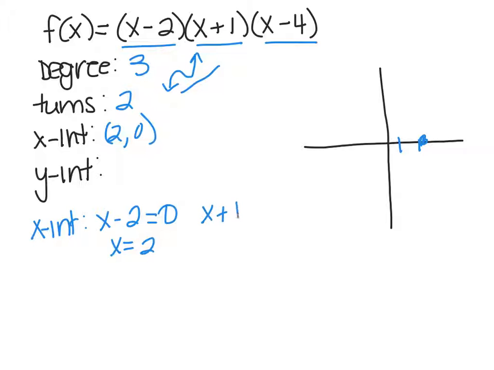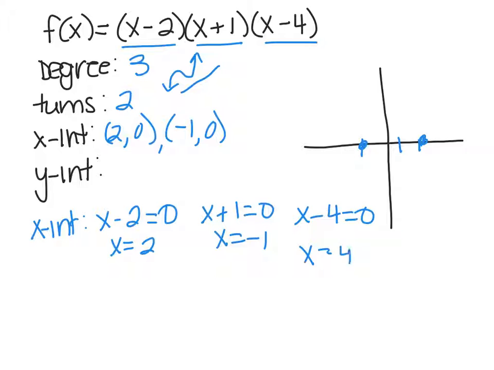x plus 1 equals 0, so x equals -1. (-1, 0) would be another x-intercept. x minus 4 equals 0, so x equals 4 would be another intercept, or they're also called solutions. So now here's my 3 intercepts.